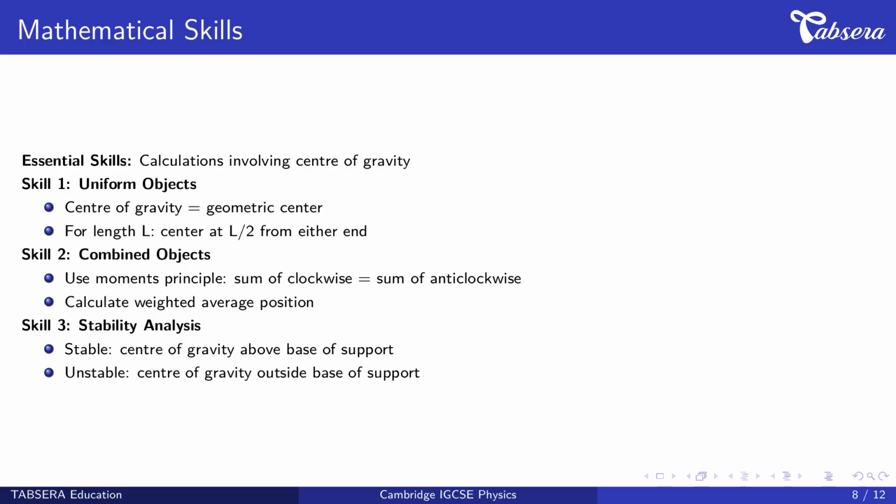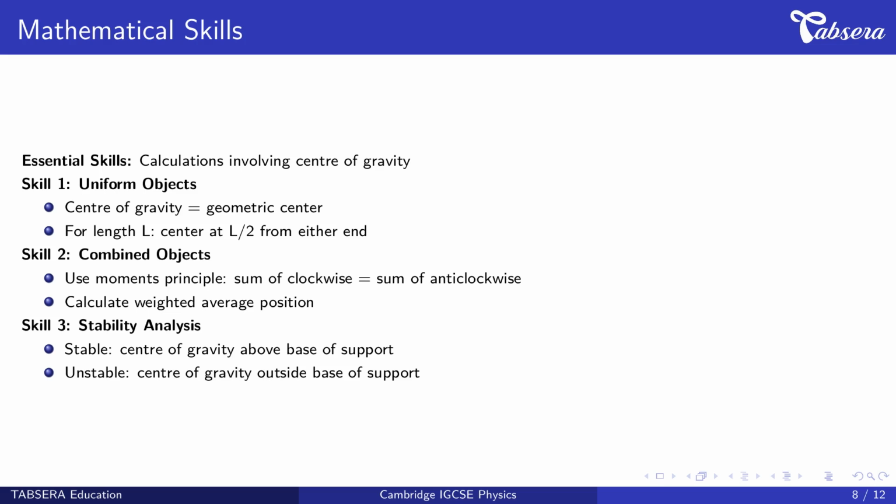Second, combined objects. When objects are joined together, we use the moments principle. The sum of clockwise moments equals the sum of anti-clockwise moments at the balance point. This involves calculating the weighted average position based on masses and distances.